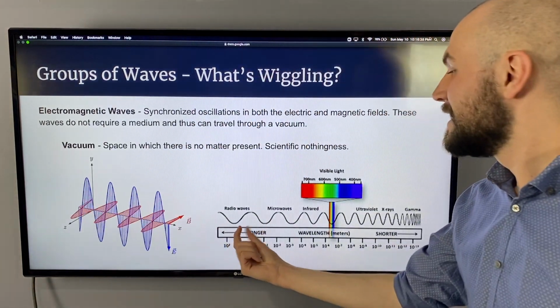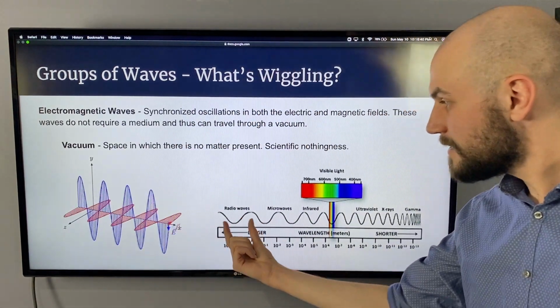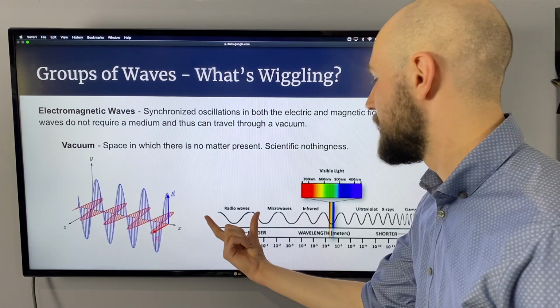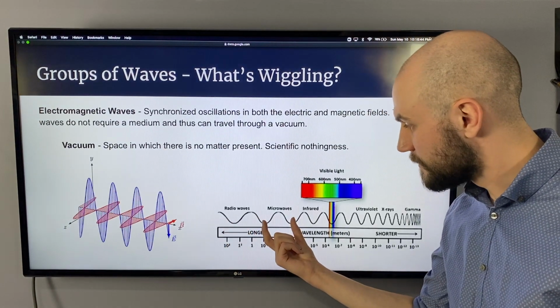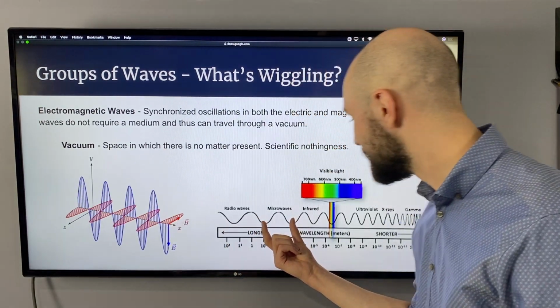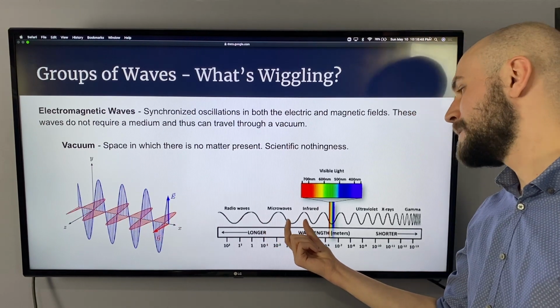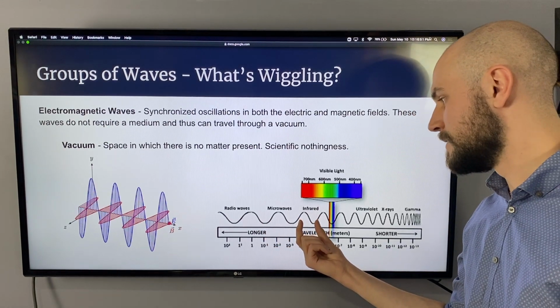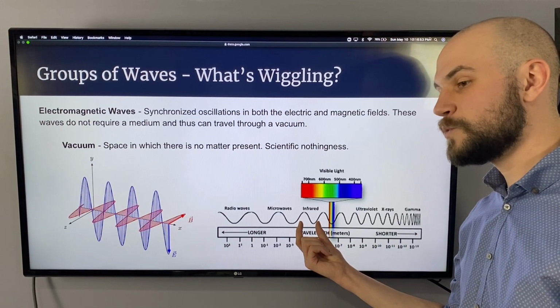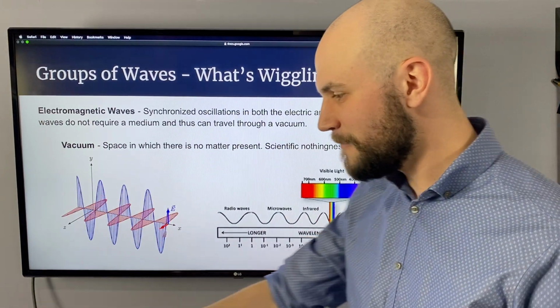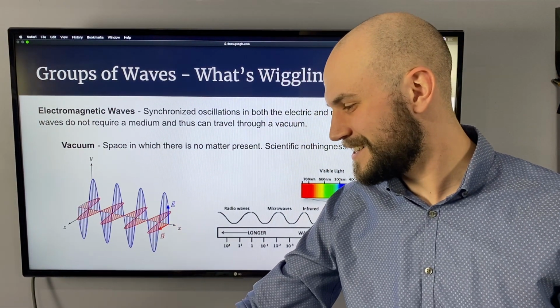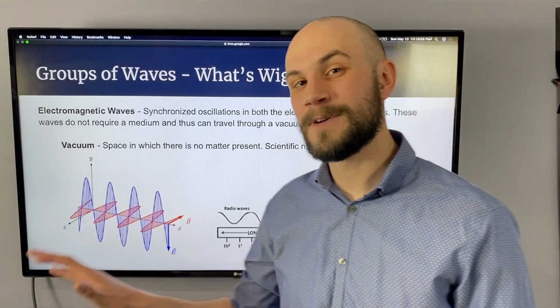In particular, light with a very long wavelength are radio waves. And then as we get shorter, we have microwaves. This is what your microwave uses in order to heat up your food. And then as we get tighter, we have infrared radiation. Infrared is what you feel as heat. When you turn on your stove and you put your hand over the stove, you're feeling infrared radiation.